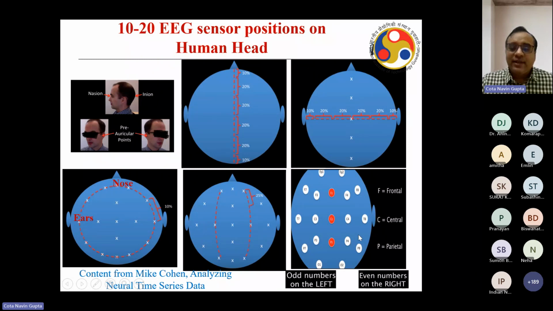You want to record the signals from all the regions of the brain. You can see the electrodes which are placed over here. If it is an F, it means it's the frontal region. C means central region. P means parietal region. And odd numbers indicate the left side of your head or brain, and even numbers indicate the right side of your brain.